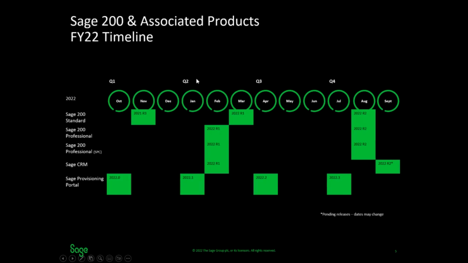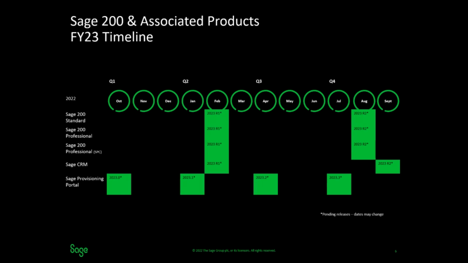And they've got timelines. So this year we've seen two releases of Sage 200 Professional, one in February and the most recent in August. And there tends to be a major and a minor release. We're also expecting the same for next year. So this is the 2023 year. Bear in mind that Sage's year runs from October to September.